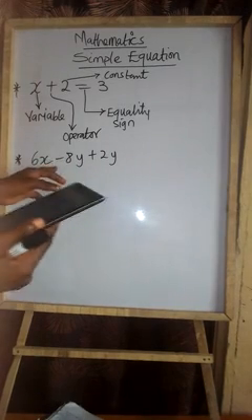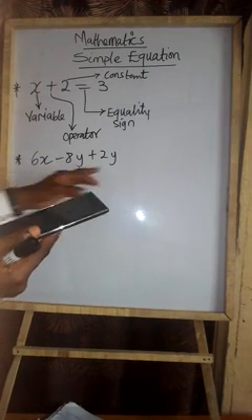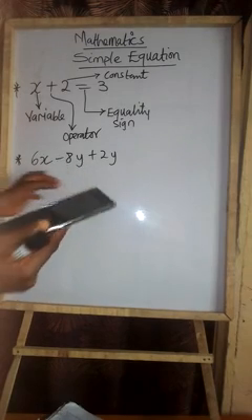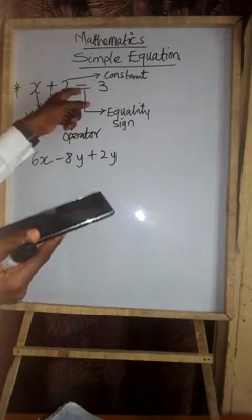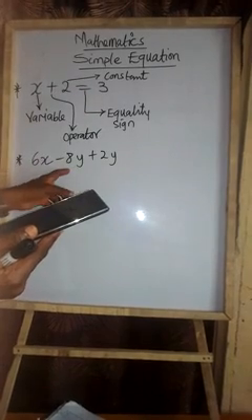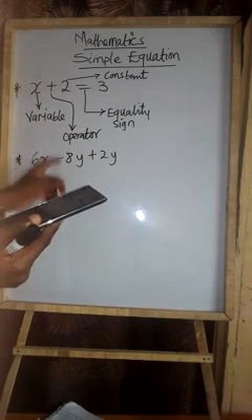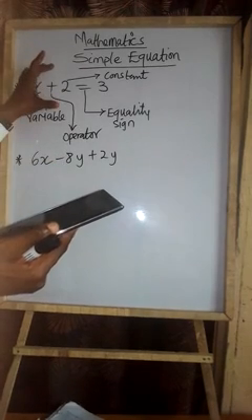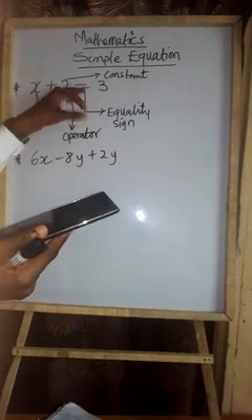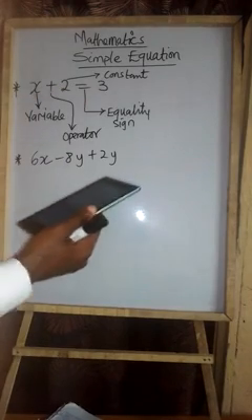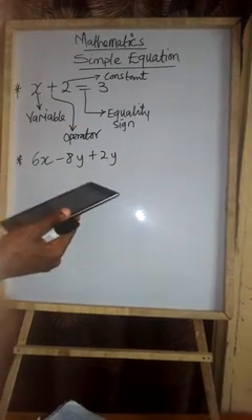Why is it an expression? Because there is no equality sign in it. That is, this symbol is not in this. That is why it is regarded as an expression. This is called an equation because it has an equal sign in it, an equality sign in it.